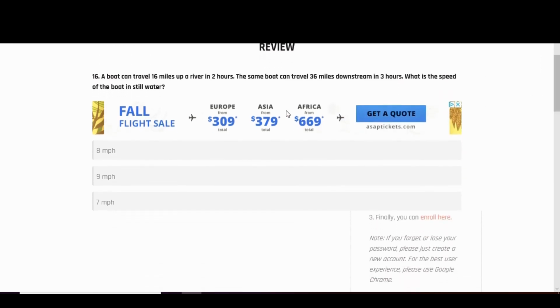All right. 16 says a boat can travel 16 miles up a river in 2 hours. The same boat can travel 36 miles downstream in 3 hours. What is the speed of the boat in still water? So right away we should recognize that we have the elements of the distance formula. Namely, we have a distance here, we have a time here, we have a distance here, we have a time here. In both of these, we're just missing the rate.